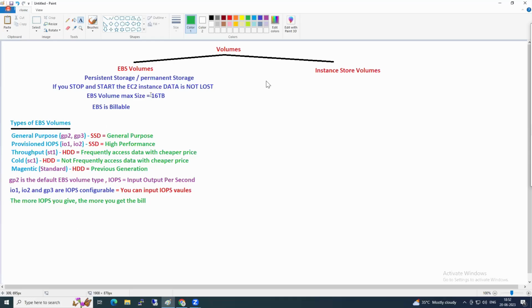Now there is a question: how about GP2? Is GP2 IOPS configurable? No. But AWS automatically gives a few IOPS in the backend. AWS will give you a 1:3 ratio. If you are using 1 GB of volume, you get 3 IOPS. If you are using 100 GB, you get 300 IOPS automatically. Is it IOPS configurable? No, it is provided by AWS. What is the ratio that GP2 gets? Certification question.